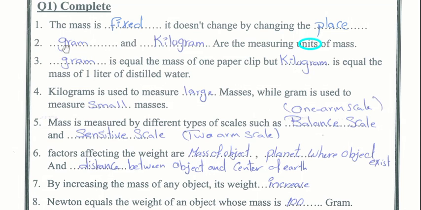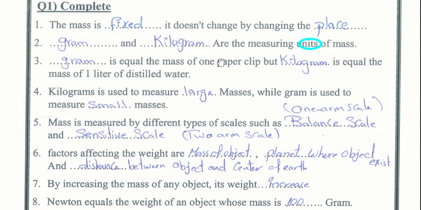Number 2. Dots and dots are measuring units of mass. Here I'm asking about units, so don't mix between units and devices. The units of measuring mass are gram and kilogram.